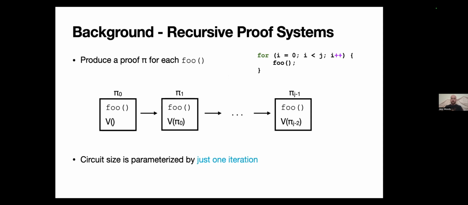So now within each circuit, we only have to do one delta or a small batch of deltas. And the circuit size and therefore verifier time is parameterized by a single iteration instead of j iterations of something, which is ideal.